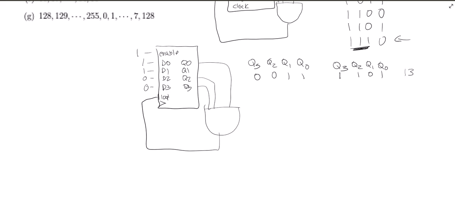So this is 13. Let's start with 10. So 10 looks like that. So that's 10. And then 11. And then 12. And then 13. So 13 is the first time that all 3 of those are 1. So that should do it.